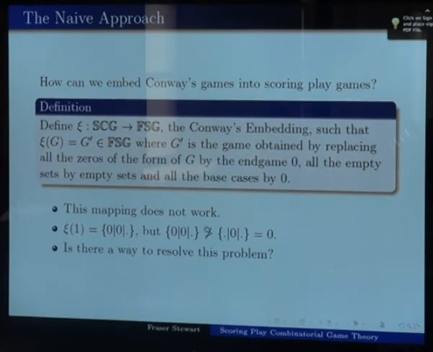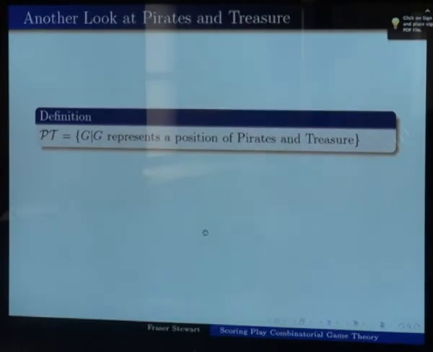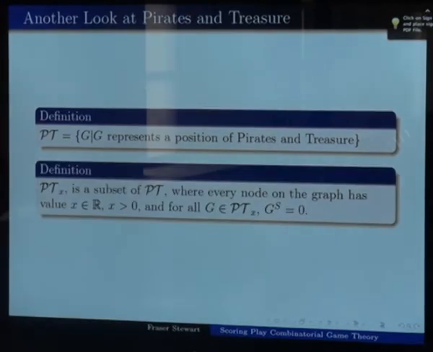So the question is, is there a way to resolve this particular problem? And the answer is yes. Let's take another look at Pirates and Treasures as an example of this. What I did in my paper on Pirates and Treasures, the first thing I did was look at the general structure of this game on its own. So you find some set, which I call the set of all games which represent some position of Pirates and Treasure. And then we look at a subset of that.